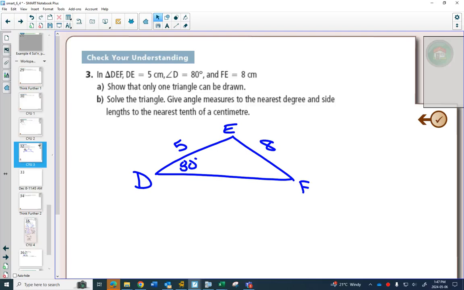And if there's two triangles, you have to solve both of those triangles completely. And on your test, you're going to get one of those. On your next quiz, you're going to get one of those, where it's going to have two triangles, and you can solve it completely. Okay?